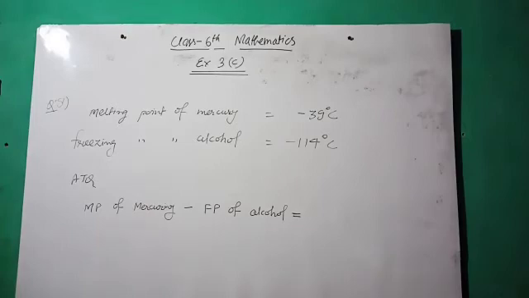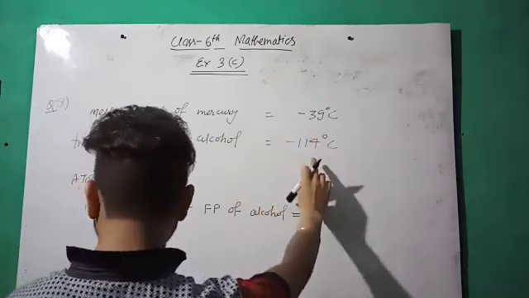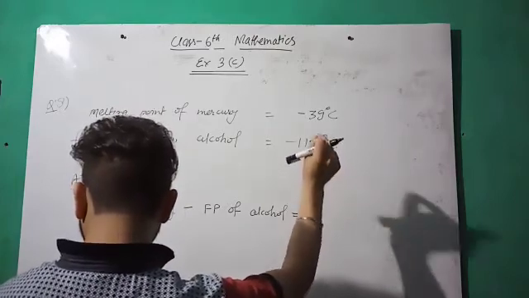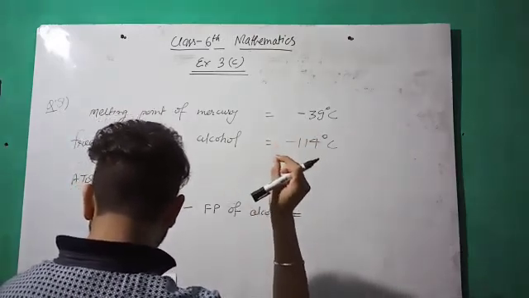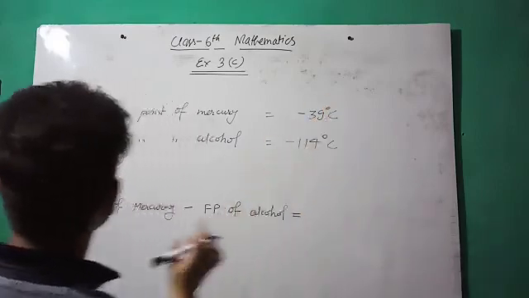Very important question, question number 8, with some confusion. Mercury at room temperature is a liquid, its melting point is minus 39 degrees Celsius. The freezing point of alcohol is minus 114 degrees Celsius. We have to find out how much warmer the melting point of mercury is than the freezing point of alcohol.